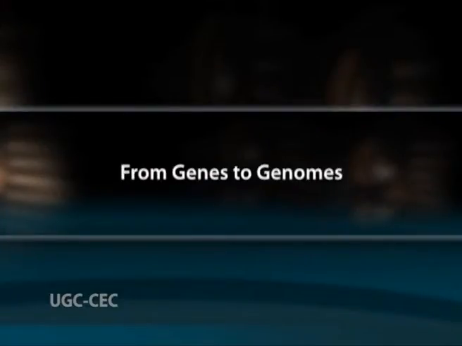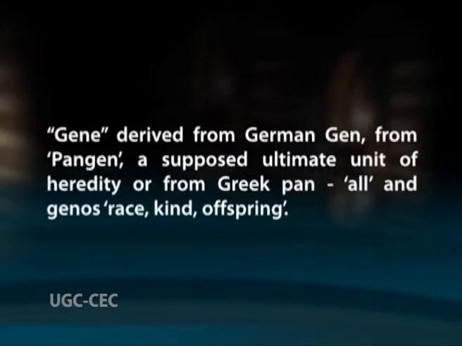From genes to genomes. In the early 20th century, the word gene derived from German gen from pangen, a supposed ultimate unit of heredity, or from Greek pan meaning all and genos race, kind or offspring. The term genomics was coined by Thomas H. Roderick (1930 to 2013) at a meeting held in Maryland on the mapping of the human genome in 1986.